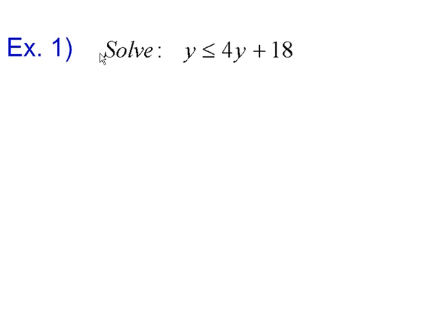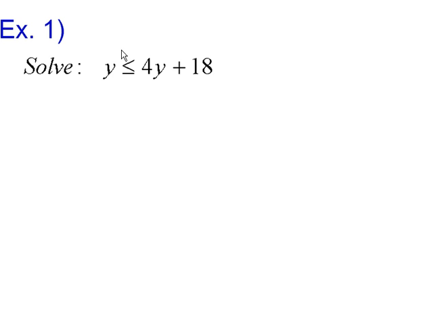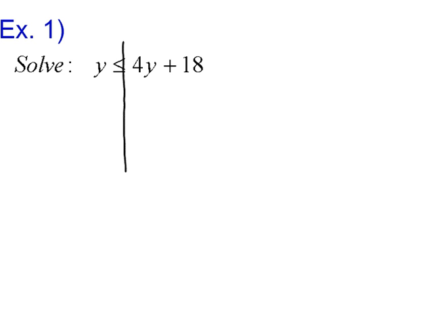So we have y, move over a little bit. y is less than or equal to 4y plus 18. So I'm going to draw a line down. Sometimes I do, sometimes I don't, just to kind of work with people. There's a single y on the left, 4y on the right. There are more y's on the right where the 4 is, so I'm going to work on that.